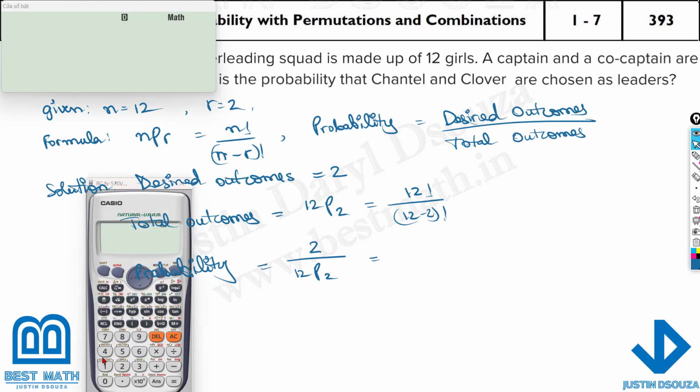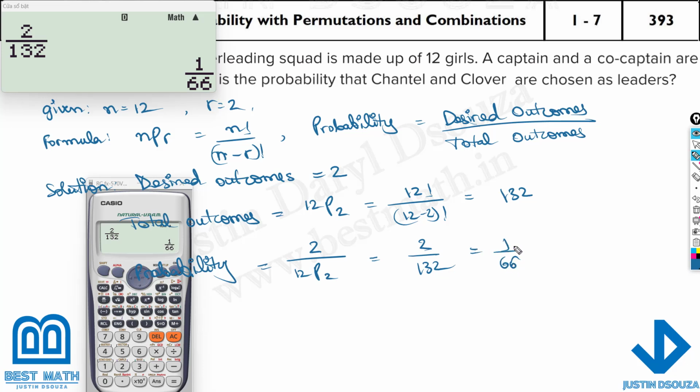You can see over here, it will be 12, P is given by shift and the multiplication key, which gives you this term P, and r is 2. It's 132. Over here, if you want, you can write it like this because it's a writing exam. That's why 132. Now here it'll be 2 divided by 132, which is 1 by 66. That will be the final answer.